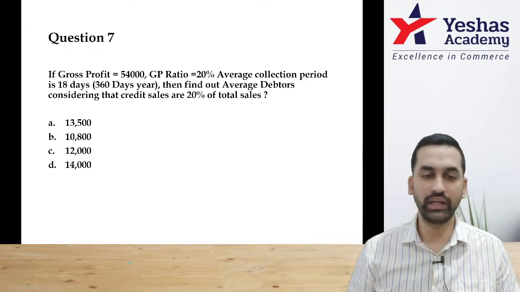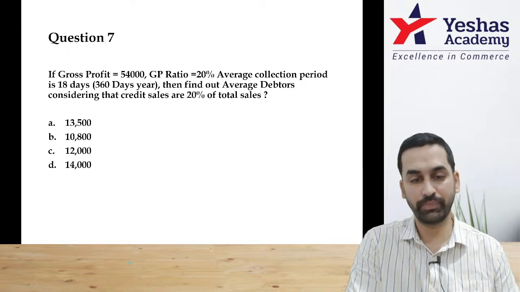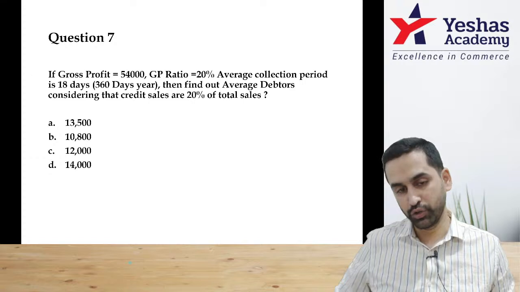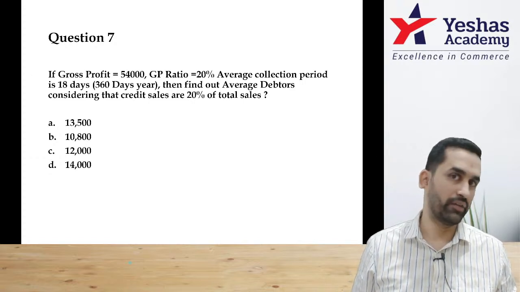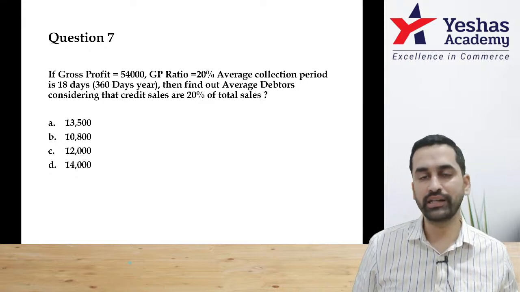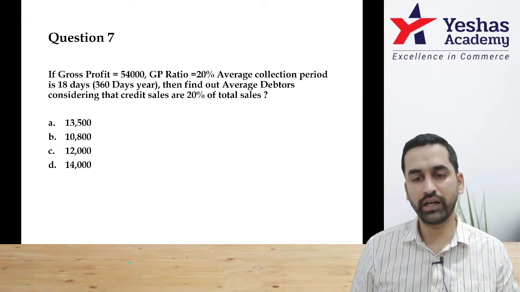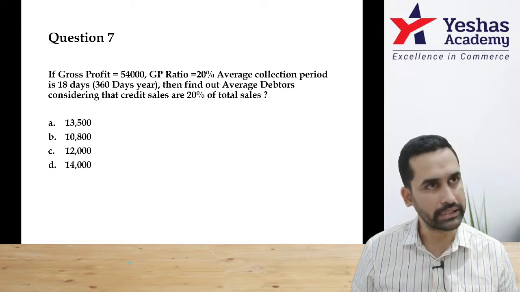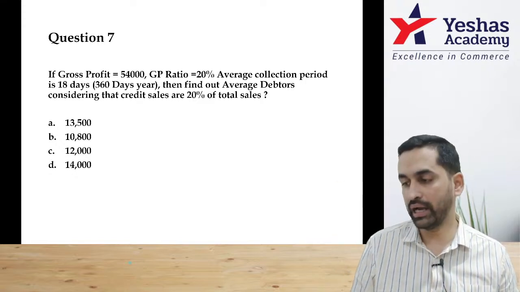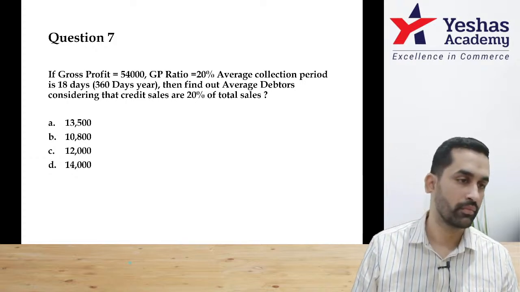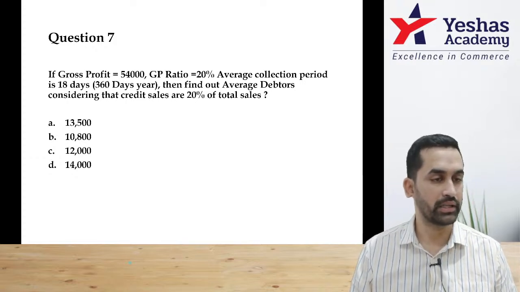On the other side, you can do this: 18 days collection period, 360 days in a year. So if you do 360 by 18, you will get to know the debtor turnover ratio. Now the left hand side is with you. Numerator is credit sale. Denominator will be average debtors. I won't explain more than this. You should try and send me the answer. I will wait. Please answer.